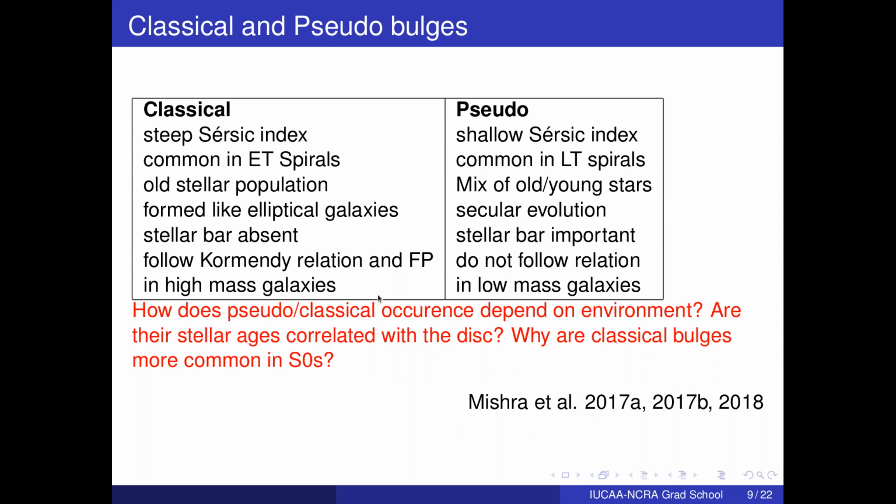So there are a lot of unanswered questions. How does pseudo versus classical occurrence depend on the environment? Are stellar ages correlated with the disk? Why are classical bulges more common in S0 galaxies than pseudobulges, etc.? These are questions that were asked and answered by Pritish Mishra in his thesis. So these are the 3 papers, each of which answers one of those questions.